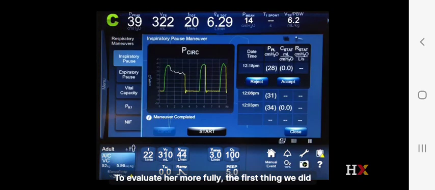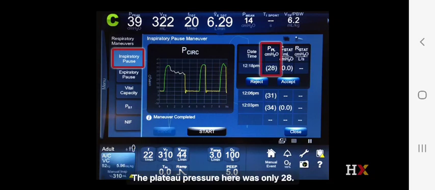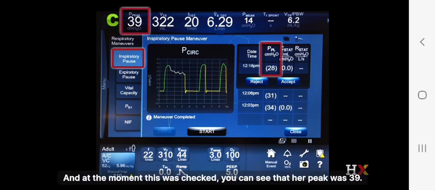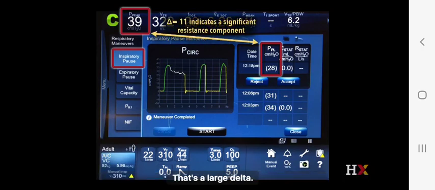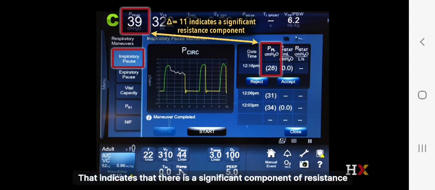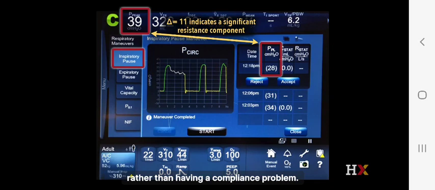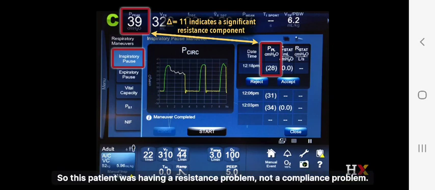To evaluate her more fully, the first thing we did was check a plateau pressure. The plateau pressure here was only 28, and at the moment this was checked, you can see that her peak was 39. That's a large delta. It's a delta of about 11 points. That indicates that there is a significant component of resistance rather than having a compliance problem. So this patient was having a resistance problem, not a compliance problem.